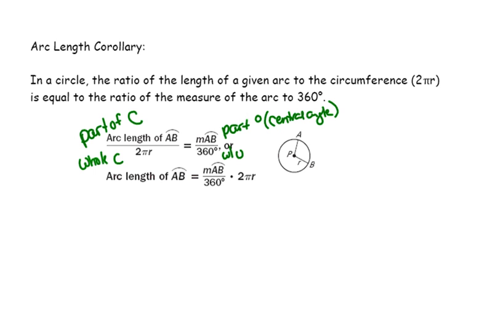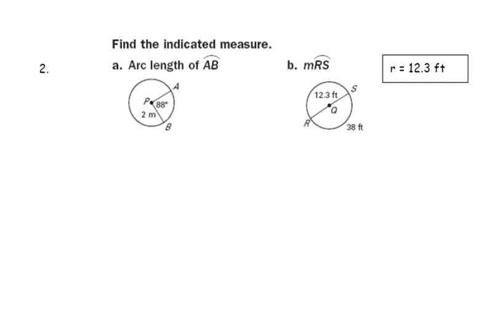And on the bottom is the whole degrees, which is always 360. So part over whole equals part over whole, and that's all we're talking about here in this formula that looks kind of complicated. And this is simply this formula solved for the arc length, but I always like to just set the proportion and go from there.